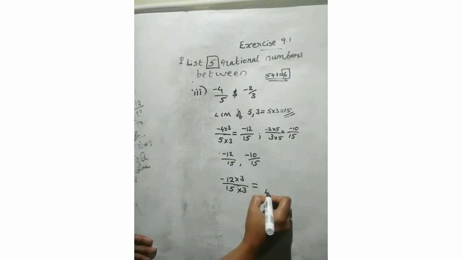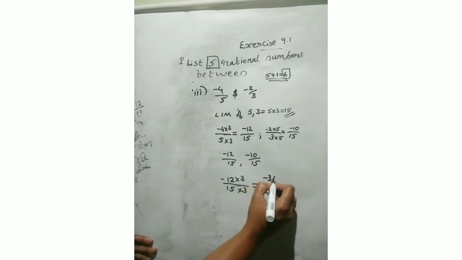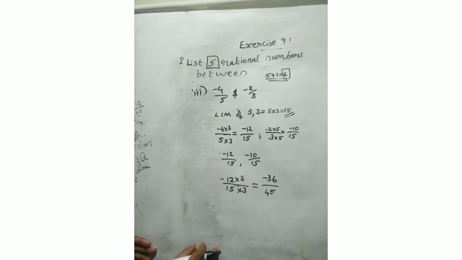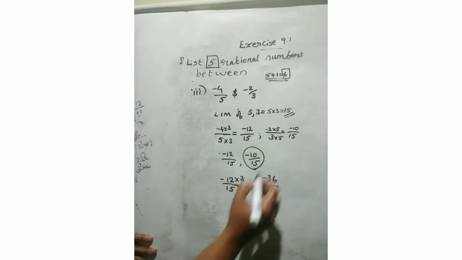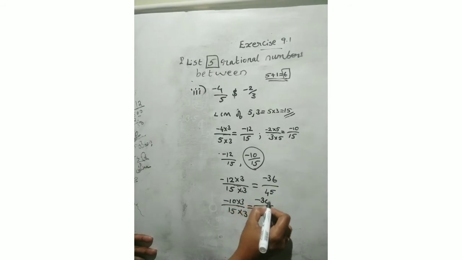So, here 45, 12 times 3, that is negative 36. So, negative 36 on 45. And this one, negative 10 on 15. We have to convert this also into 45 as denominator. Times 3 times 3, negative 30. Okay. Now you got it. Negative 36 on 45 and negative 30 on 45.